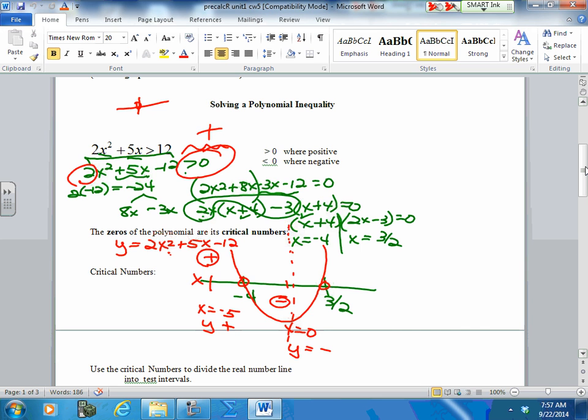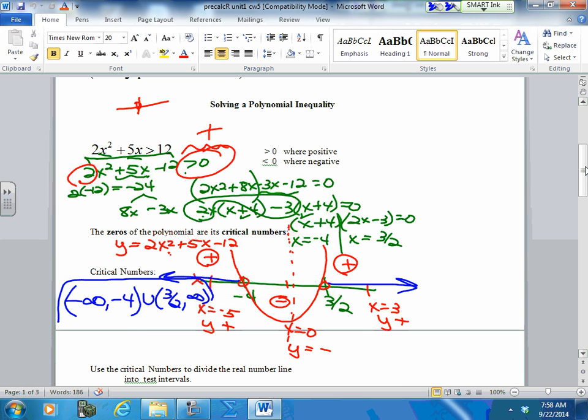And I test one out here. I say x is 3, and I notice y is positive. So I go back to my original problem, and I want the positives. So I want this section, and I want this section. So my solution is negative infinity to negative 4, or 3 halves to infinity. This is my solution.